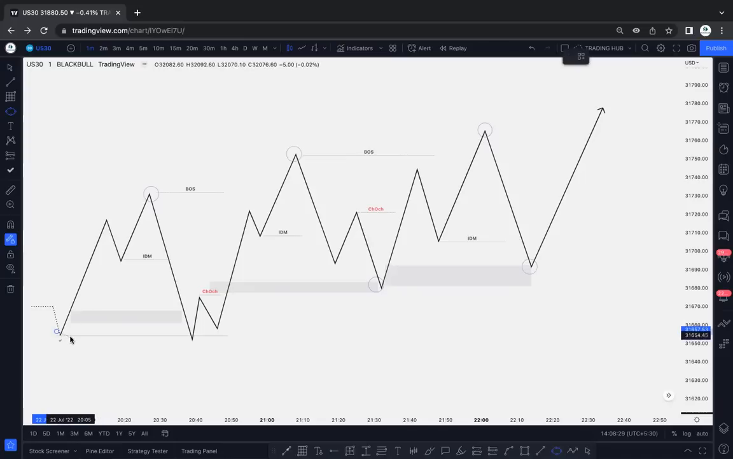Major structure, higher time frame structure.